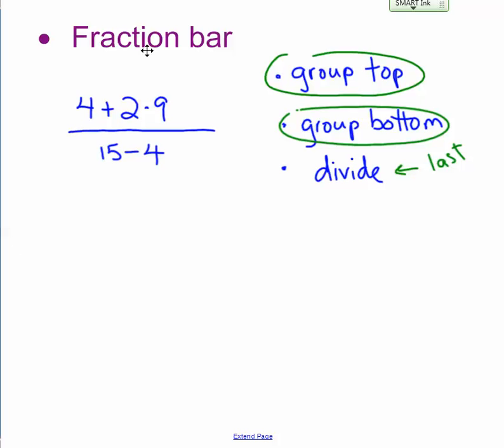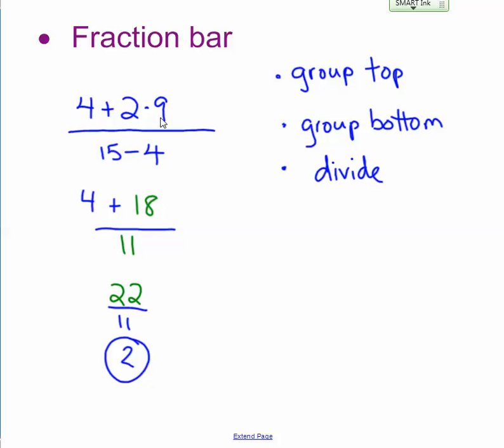The next grouping symbol is a fraction bar. Make sure you keep them horizontal on your paper. The top is a group, and so you do everything on top. The bottom is a group. So this is a grouping symbol. It says do everything on top first, do everything on the bottom, and the last thing you do is finish with the fraction bar, which, remember, means divide. So that's the last thing you do.